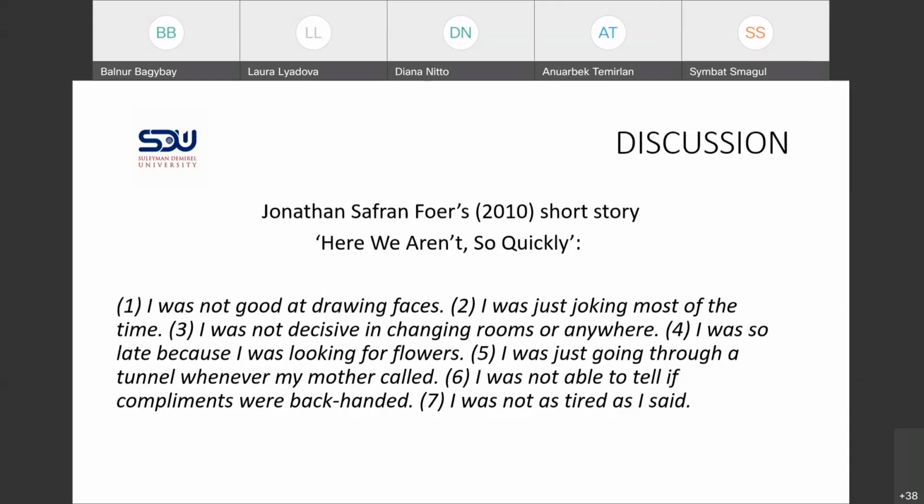So what is helping to develop that contrastive opposition is the conjunction or. I was not decisive in changing rooms or anywhere. Yeah, rooms are being contra, being how we call rooms and anywhere they are. I forgot.